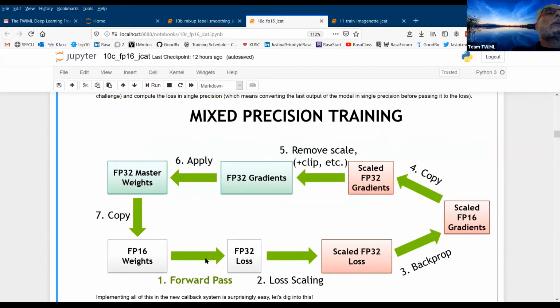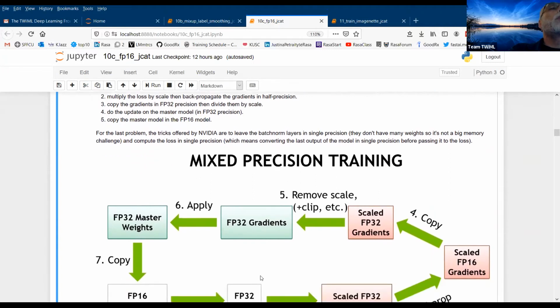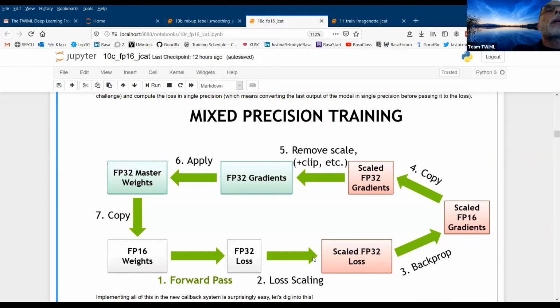So you do the forward pass in half precision, and then I guess you compute the loss in full precision. Okay, he didn't say that up there. So in this, he must mean that you then compute the loss in full precision, because that's what he does here. Then you scale the loss, multiply it by 512. Then you do the back propagation, but the back propagation is supposed to be done in half precision. So I don't understand this step.